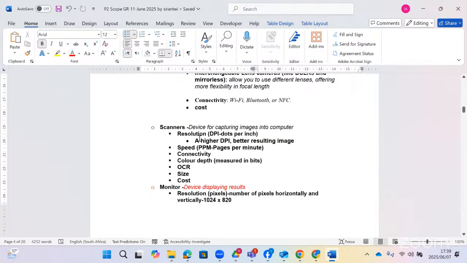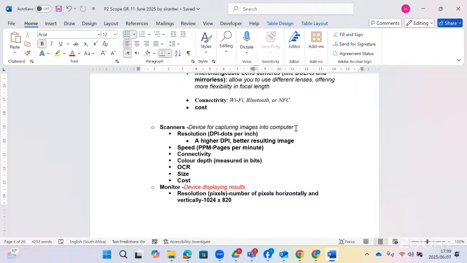Now, scanner, which is the device for capturing images into the computer. It's an input device. Now, the scanner factors to consider are also resolution, which is dots per inch. And the higher the DPI, the better the resulting image. The speed of the scanner, which is PPM. The connectivity, some scanners can be connected wirelessly.